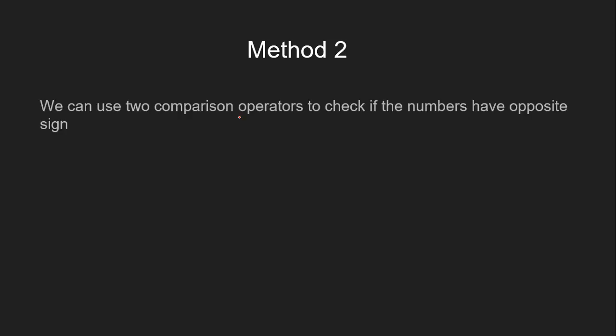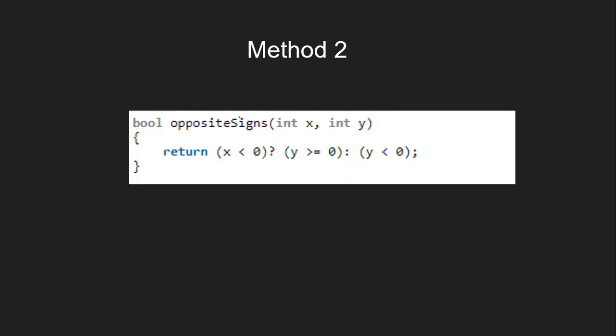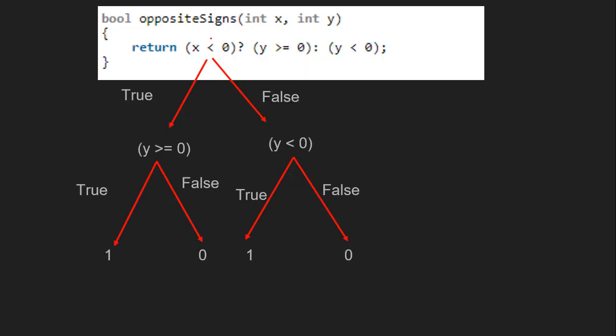The second method is, we can use two comparison operators to check if numbers have opposite sign. The function oppositeSigns again receives two parameters, first number and the second number. In the return statement, we have three different expressions. Let's see how it's evaluated. The first expression is if x is smaller than 0. If it is true, that means x is a negative number. And then we check if y is greater than 0, which means y is a positive number. If it is also true, we return 1. If y is not greater than 0, we return 0, indicating both the numbers are of the same sign.